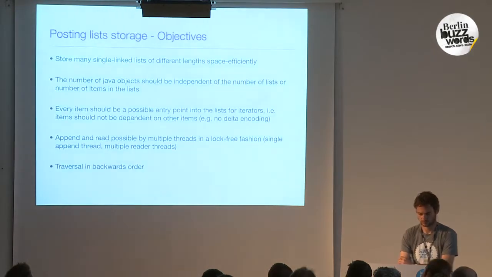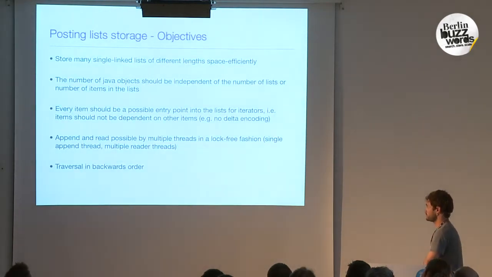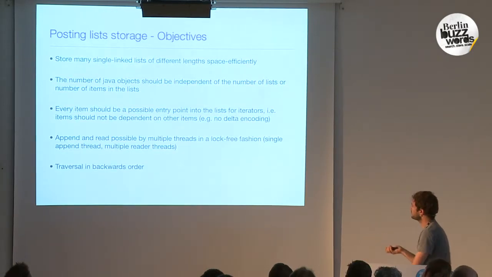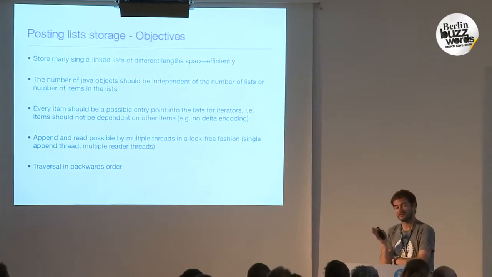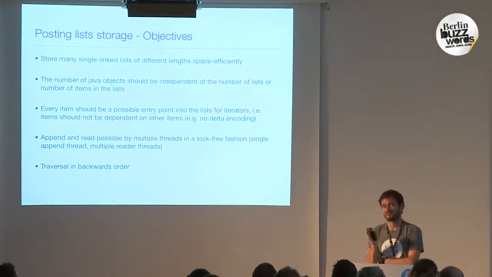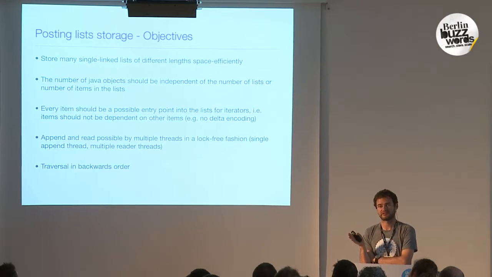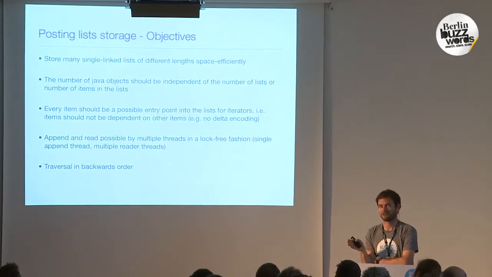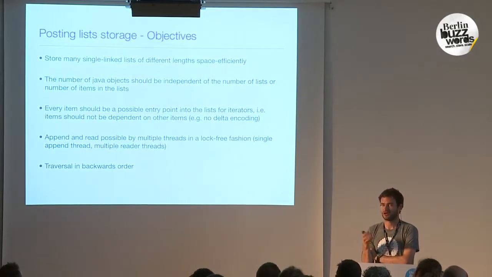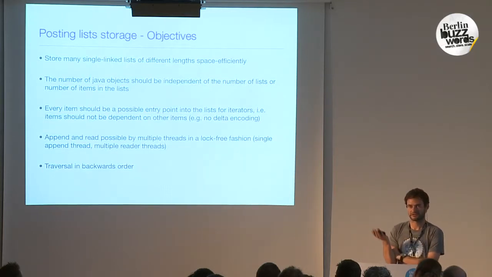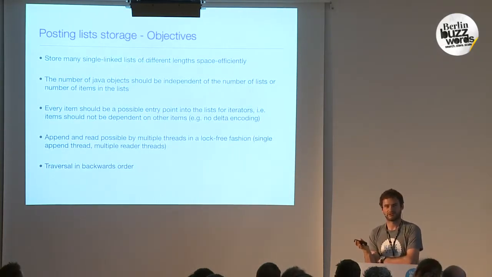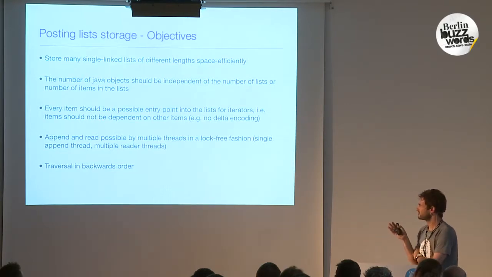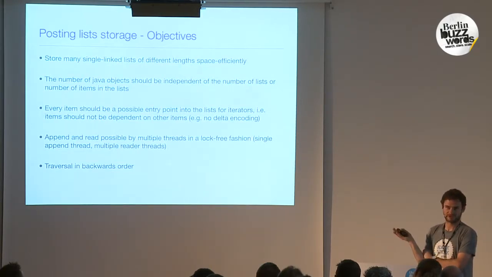And here are some objectives for this storage component. So we want to be able to store a lot of linked lists. And the key thing here is, when we start a list, we don't know how long it's going to be. So the difficulty here is we don't know how much memory to allocate, because we don't know if it's a new hashtag that's going to become super popular and be a trending topic today, maybe appearing 3 million times in 3 million tweets or so, or it could just be a unique term that we're never going to see again.